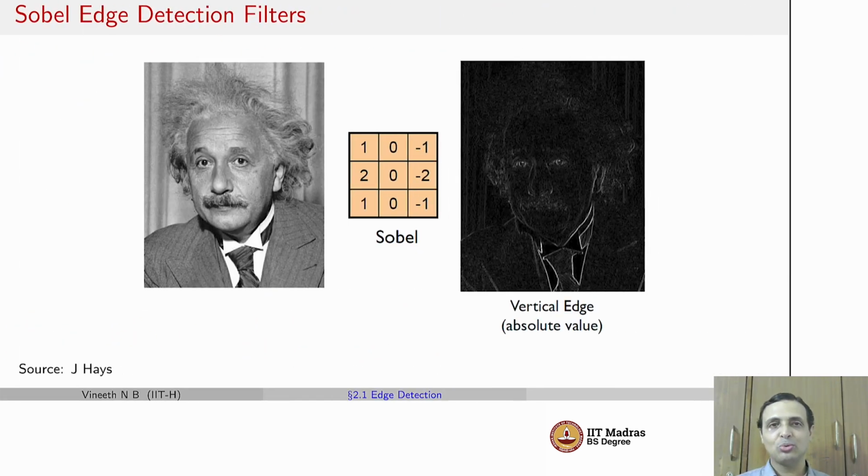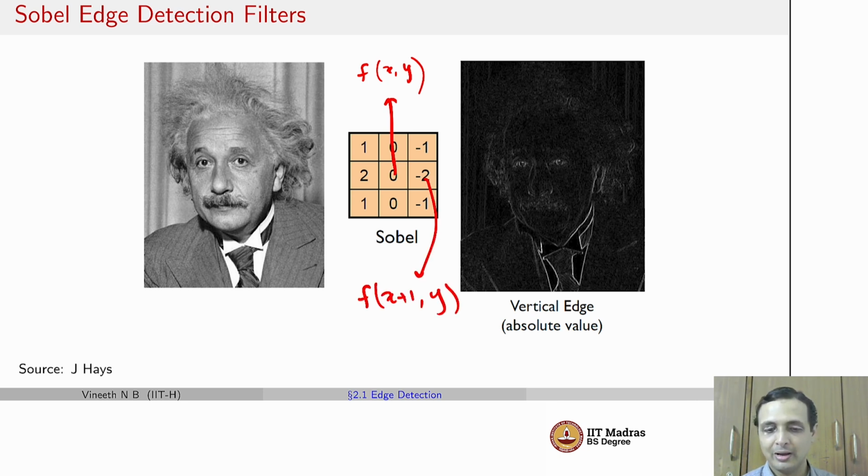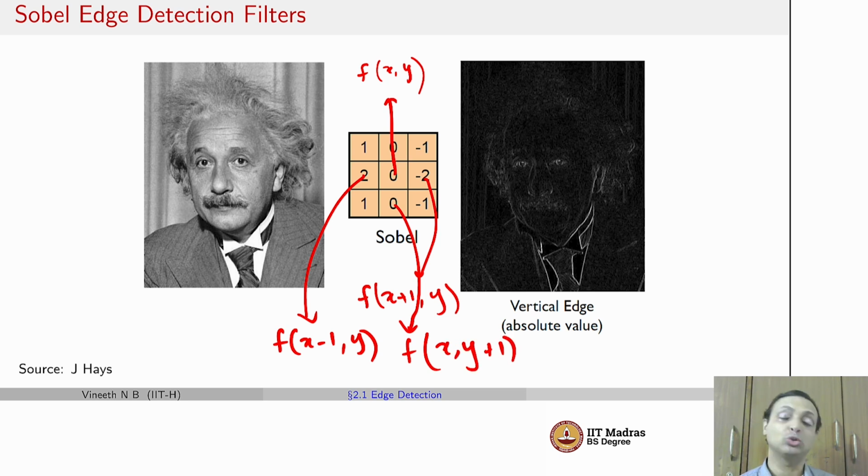I'm going to let you think carefully about what would be the derivative expansion here. It's not too difficult. Remember, again, if this was f(x,y), this is going to be f(x+1,y). This is going to be f(x-1,y), and this is going to be f(x,y+1), and so on and so forth. You can define the coordinate locations for each of those values, and you simply now write out what this would mean as a derivative.